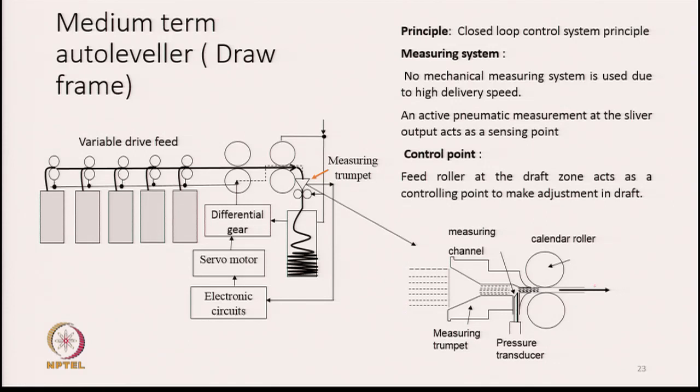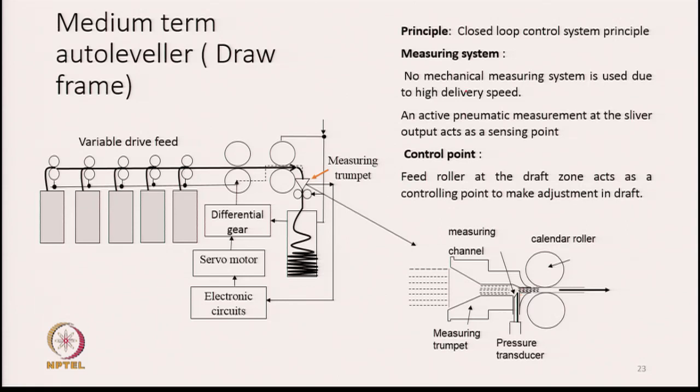An exaggerated view of the trumpet is shown in another diagram. The sliver is made to pass through this, and it gets compressed because there is a trumpet over here. When it is passing through this, depending upon the thickness variation, there is a pressure transducer placed, and the pressure transducer will sense the pressure which is getting generated. The magnitude of that pressure will give a signal, which becomes the electrical signal, and that signal we compare with the reference signal. So, when more mass is present in the measuring trumpet, then the pressure transducer will experience more force on it, and therefore a stronger signal will be generated.